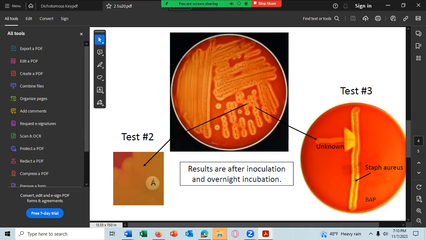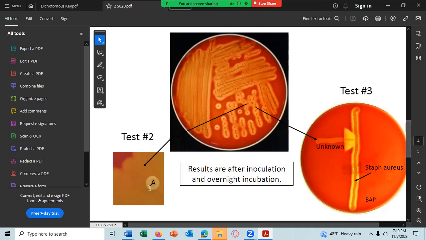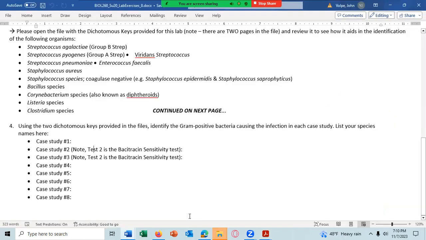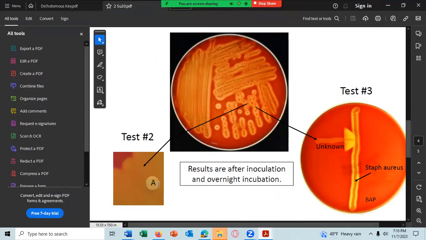And then right here they have a test, and it's not clear what that test is. When they ask what bacteria was isolated, I have told you on the worksheet what that test is that they're running there. That's the bacitracin sensitivity test. Take a look at that and determine, is it sensitive to bacitracin or not? Any question about case study 2?